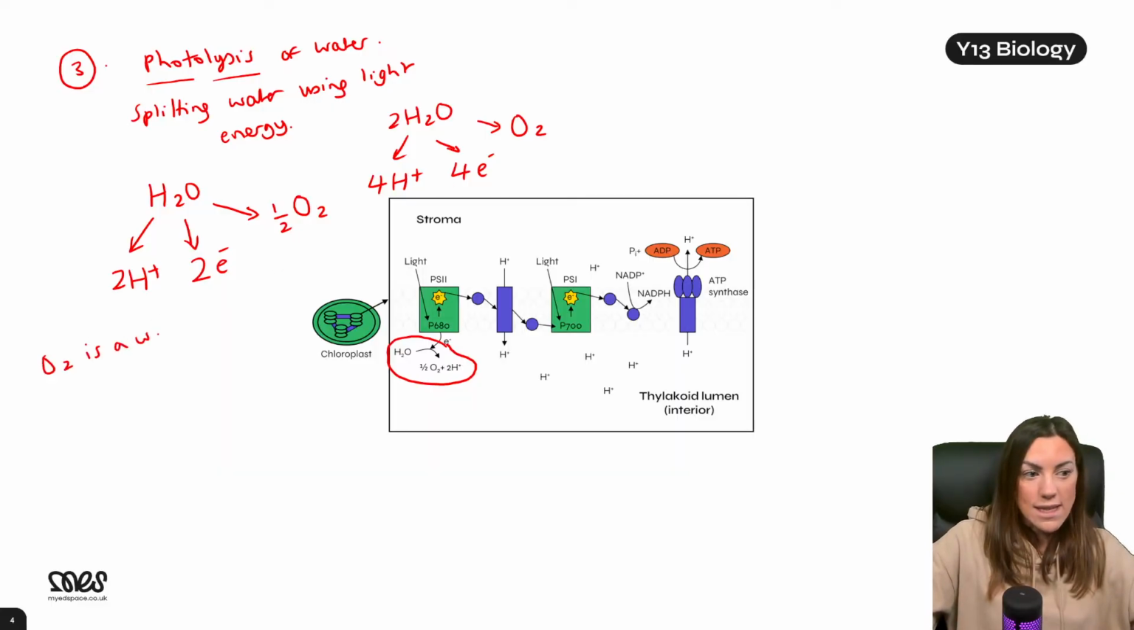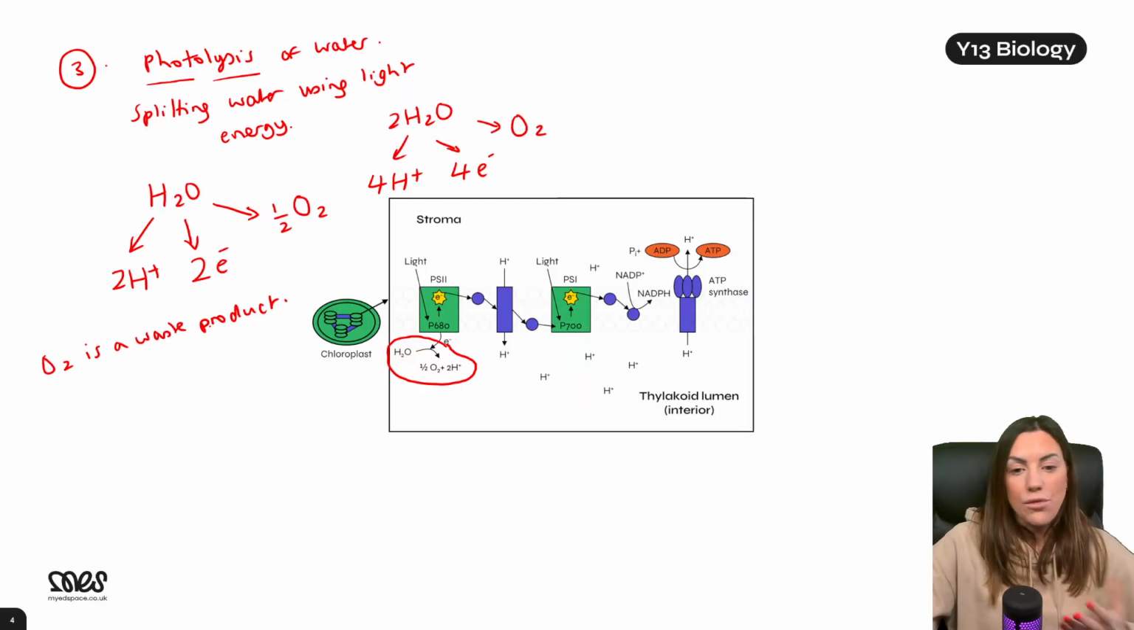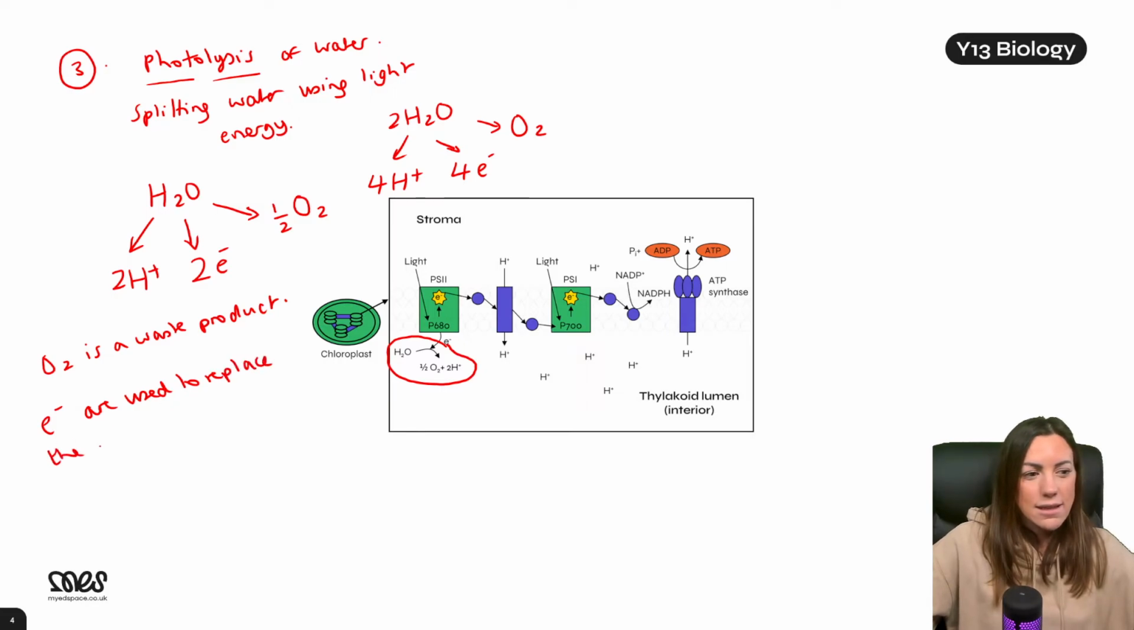Oxygen is a waste product, so we don't really need to concentrate on the oxygen. We know that photosynthesis makes oxygen. We've known that since GCSE, but it isn't an important product in photosynthesis. Most of it will just diffuse out of the leaf through the stomata. Some of it may be used in respiration, but it is a waste product, so we're not going to focus on it here. The electrons are important because the electrons are used to replace the electrons lost by the chlorophyll.